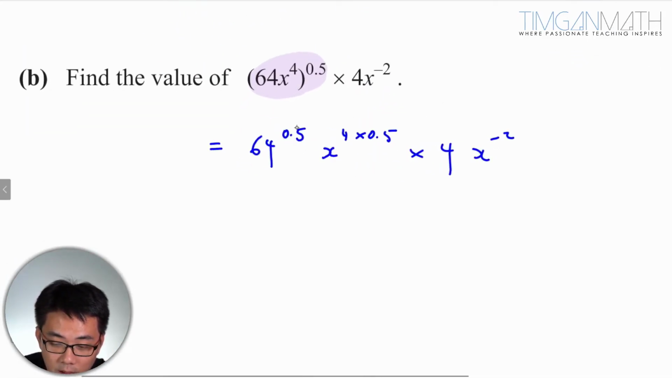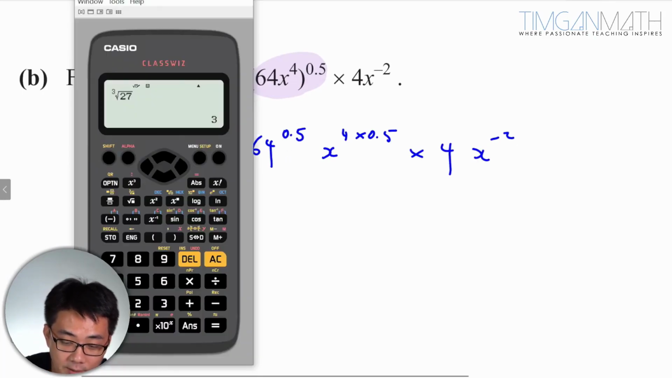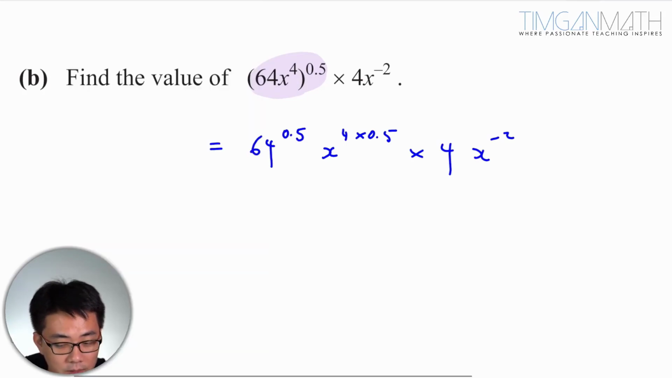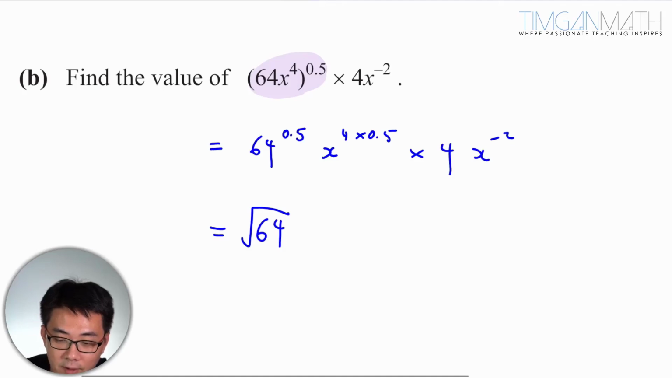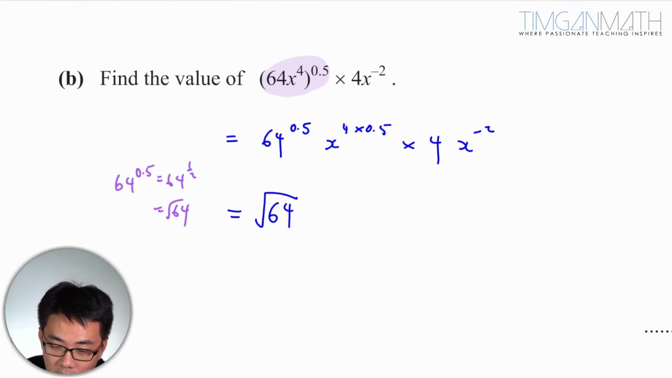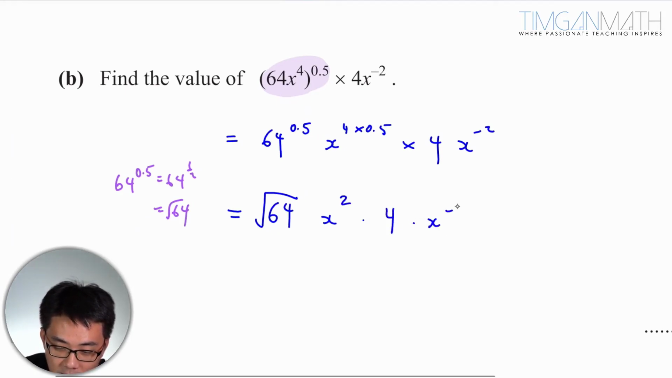64 to the power of 0.5, this is half, so it's actually 8, alright? But if you are not too sure, you can key in calculator 0.5, it will give you 8. Now the reason why is because 64 to the power of half is square root. So take note that 64 to the power of 0.5 is square root of 64, okay? And after which 4 multiplied by 0.5, that will be 2. Then we get this as multiplied by 4 multiplied by x to the power of minus 2.